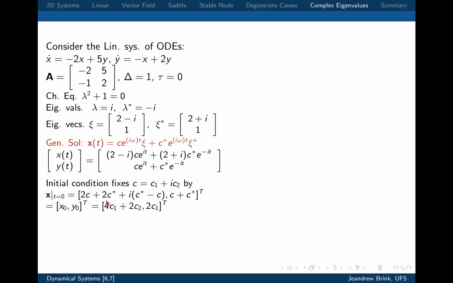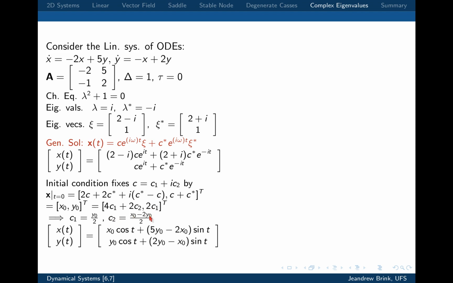This thing, I substitute in what this complex number actually is, and I get that x0 is equal to 4c1 plus 2c2. So I can solve this equation basically for x and y, and what I get then is that c1 is y0 over 2 from this equation, and c2 is related to x0 and y0 up there. I can then go back, put these things back in there, and write down this expression for the answer.